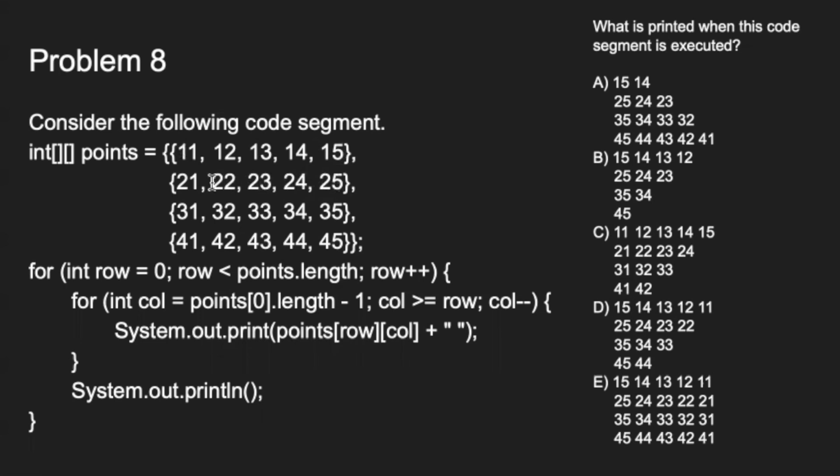Remember that row is 1, so right now column is also 1. After that, column goes down to 0, and 0 is not greater than or equal to 1, so we stop after printing out the 22. Then we indent, and row becomes 2. We print out 35, 34, and 33, and then stop. And then we print out 45 and 44. Therefore, the answer to this question is D.